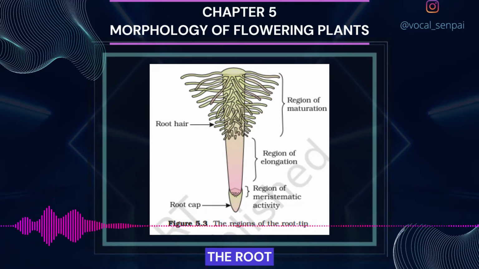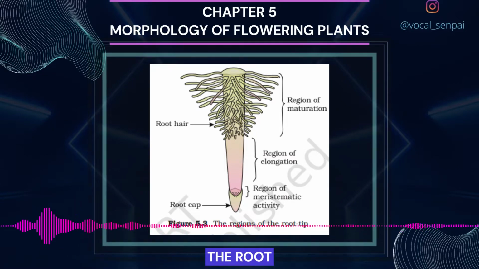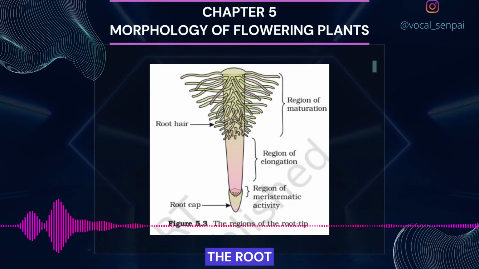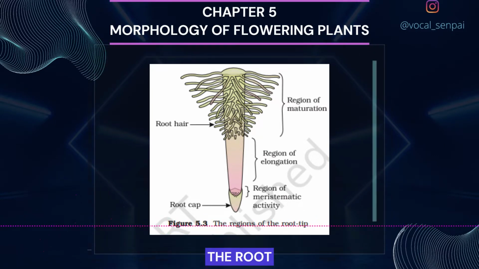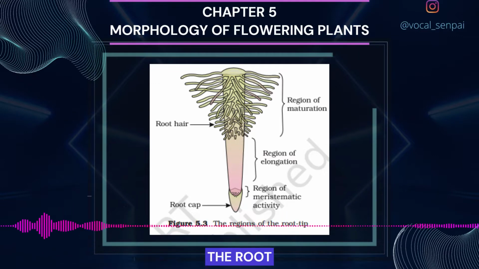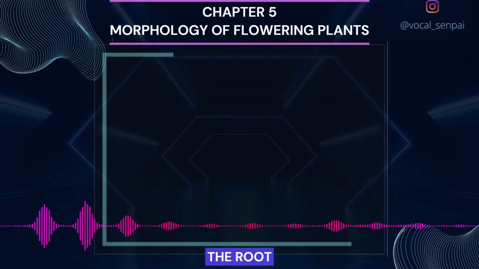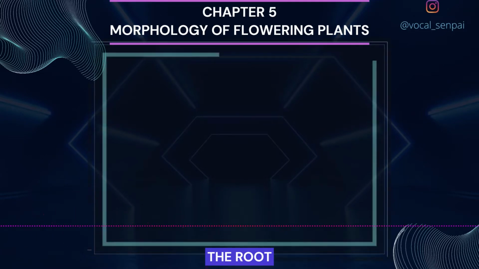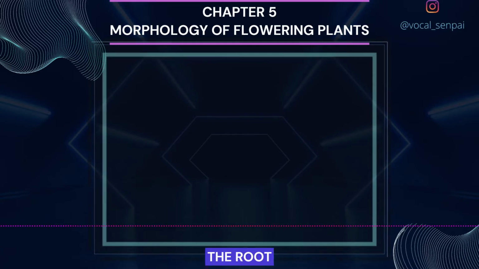The cells of the elongation zone gradually differentiate and mature. Hence, this zone, proximal to region of elongation, is called the region of maturation. From this region, some of the epidermal cells form very fine and delicate, thread-like structures called root hairs. These root hairs absorb water and minerals from the soil.